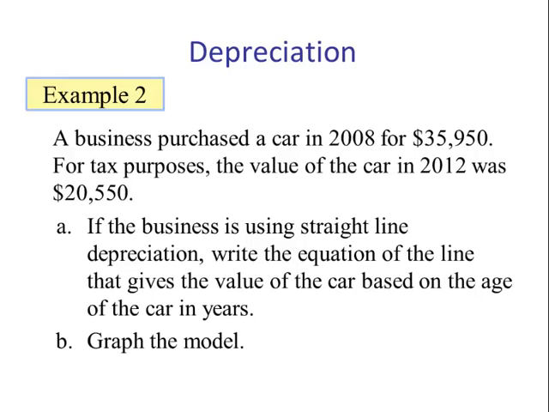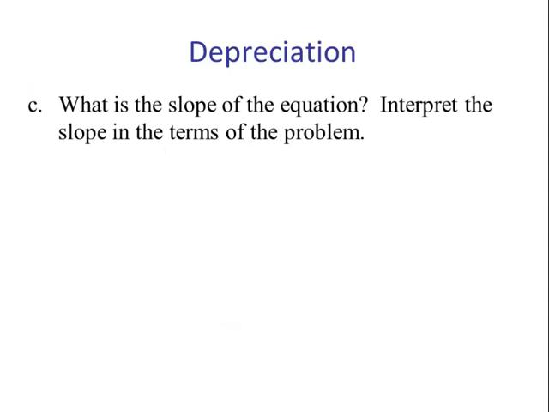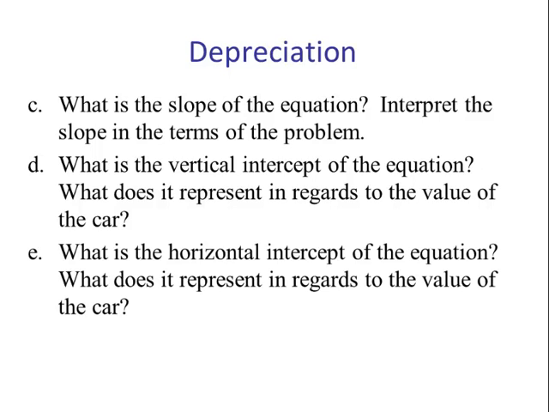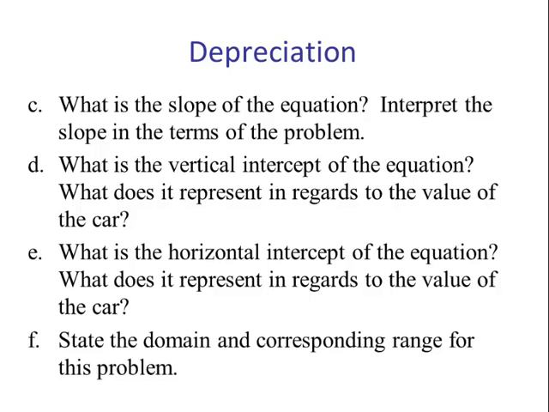B. Graph the model. C. What is the slope of the equation? Interpret the slope in the terms of the problem. D. What is the vertical intercept of the equation? What does it mean in regards to the value of the car? E. What is the horizontal intercept of this equation? What does it represent in regards to the value of the car? And F. State the domain and the corresponding range for this problem.